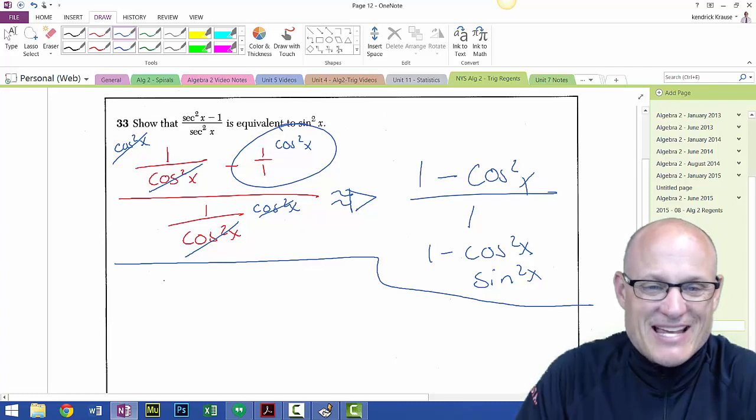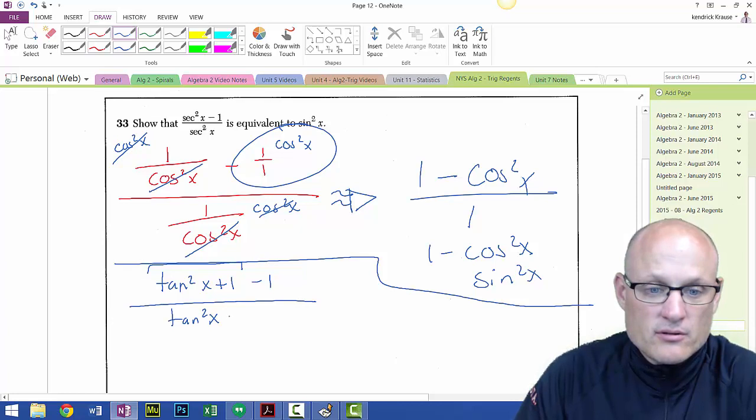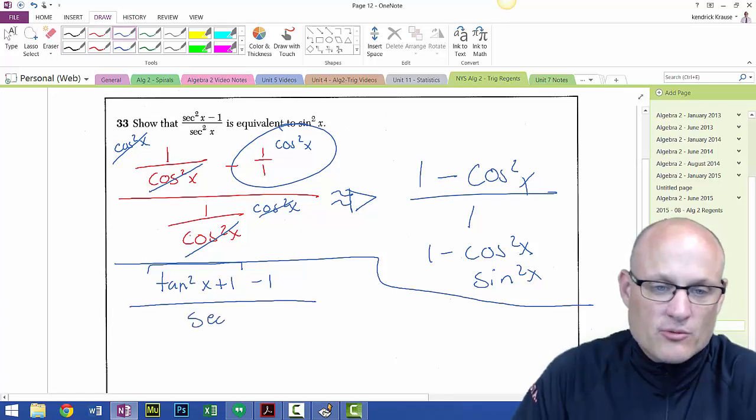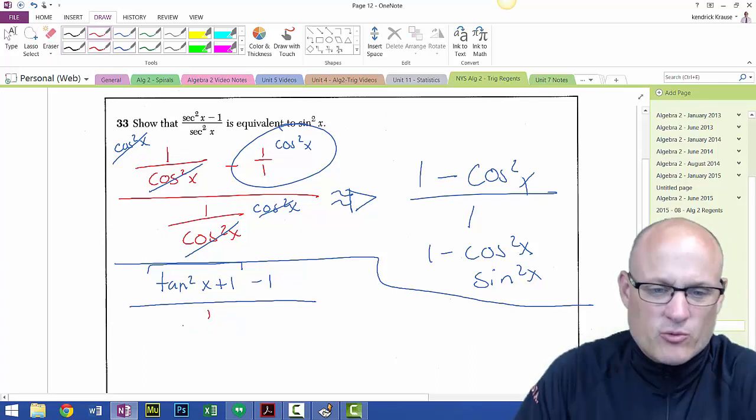Method number 2 is a little bit harder. You got to remember that secant squared is tangent squared x plus 1. That's secant squared minus 1. So all over, so this is secant squared, all over tangent squared x. Oh, no, I'm going to leave it as secant squared. You'll see why. All over secant squared. Oh, no. What am I doing? I'm going to change this. I'm going to make this 1 over cosine squared.